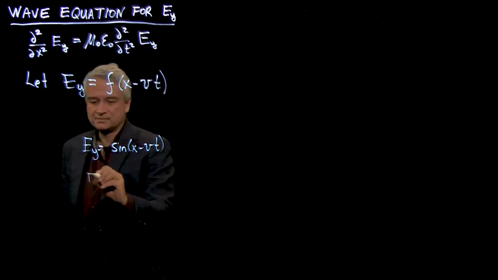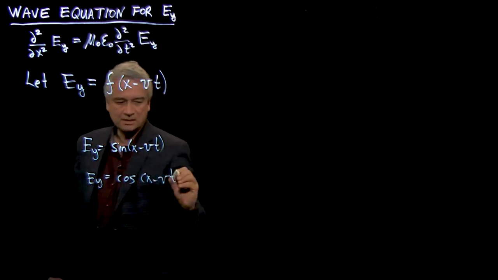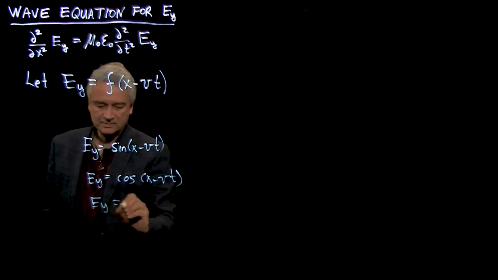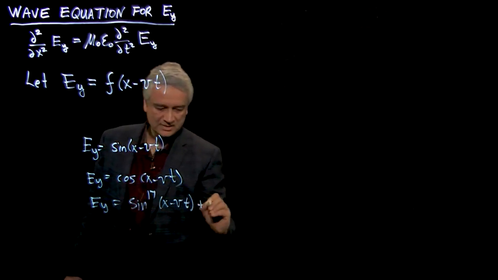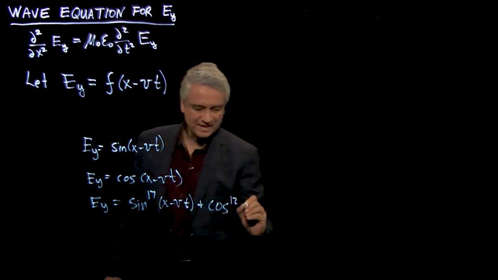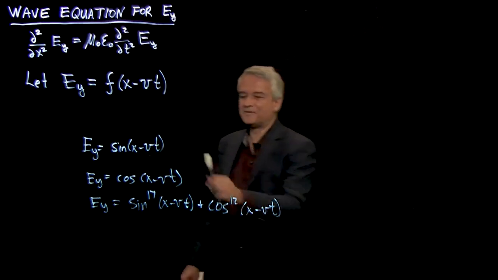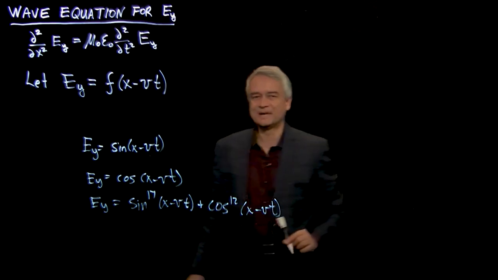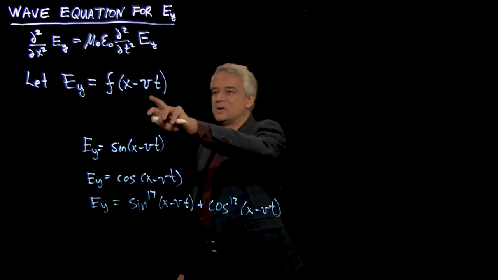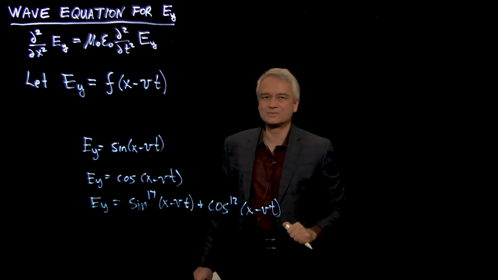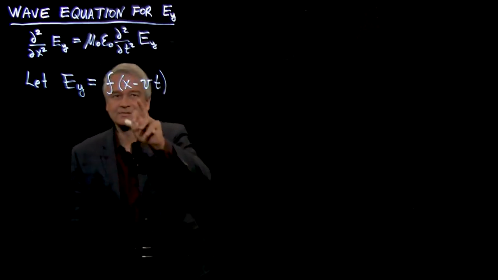But so will this. That satisfies the equation also. So will this: sine to the 17th power of x minus vt plus cos to the 12th power of x minus vt. That'll satisfy the equation too. I claim that any generic function of x minus vt will satisfy this equation as long as I pick the correct value of v. And that's what I want to show you now. So I want to show that this satisfies the equation.